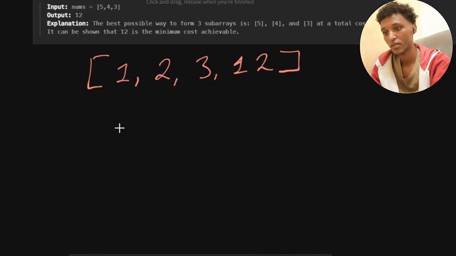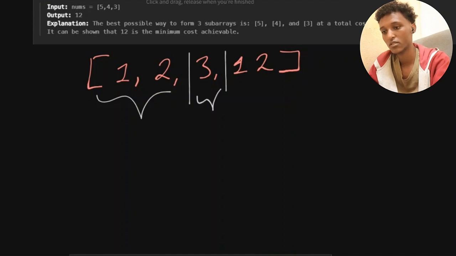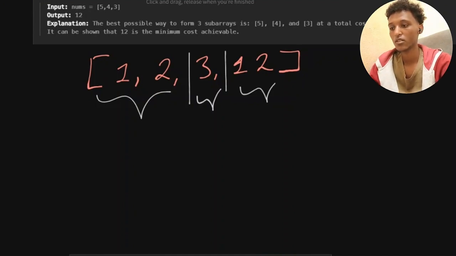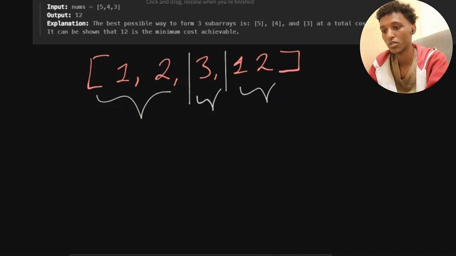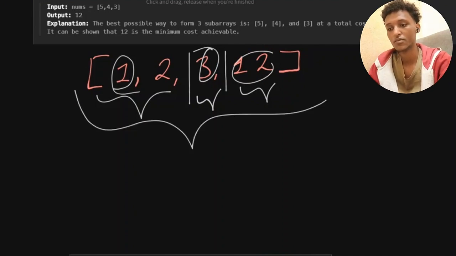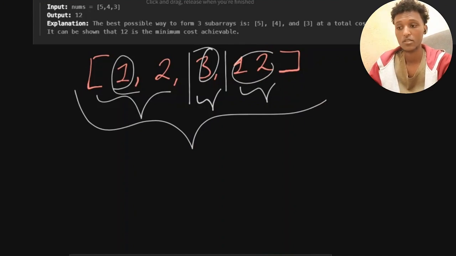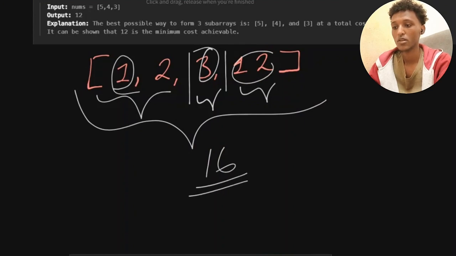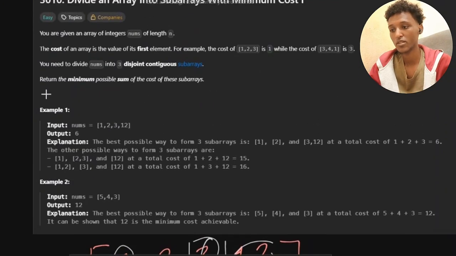For example, let me divide this array into 3 partitions. Okay, at this point and at this point, so we get 3 partitions, the first, the second, and the third partition. So the cost will be the summation of the cost of each individual partition. In this case, 1 plus 3 plus 12, which means 16. So if I divide this array in this partition, the total cost will be 16. So the question is asking me to minimize this cost.